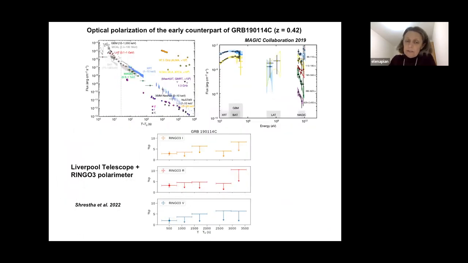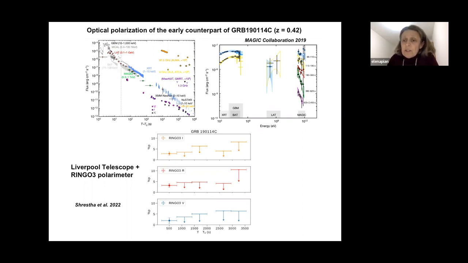And particularly if we could do that early enough, at sufficiently early epochs after the explosion. This has been done, as you can see here, in this example of a TeV gamma ray burst. This is one of the very few gamma ray bursts detected so far at TeV energies. You see on the top left the collection of the multi-wavelength light curves from radio up to, yes, there are also the MAGIC points. So it's radio to TeV light curves.